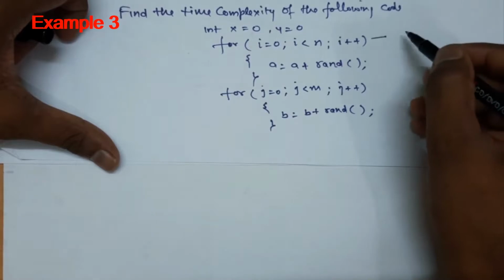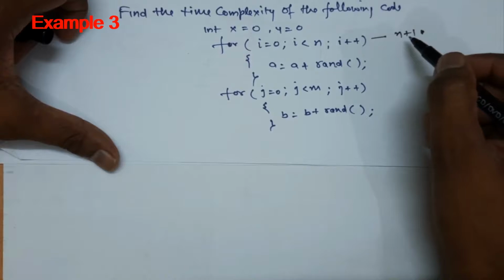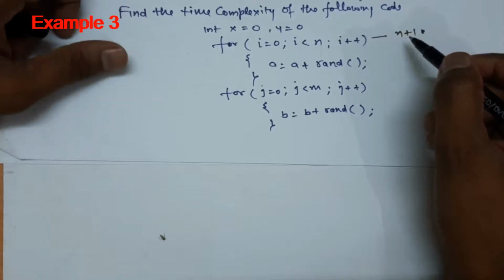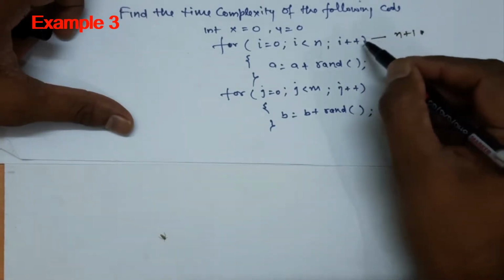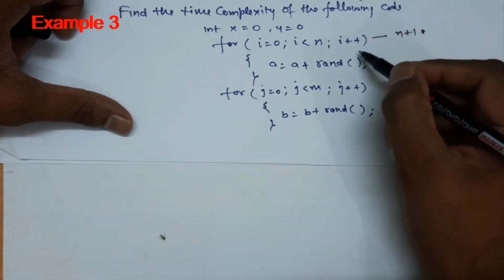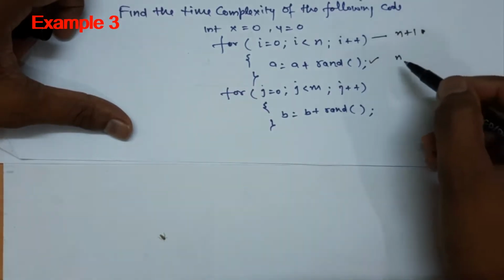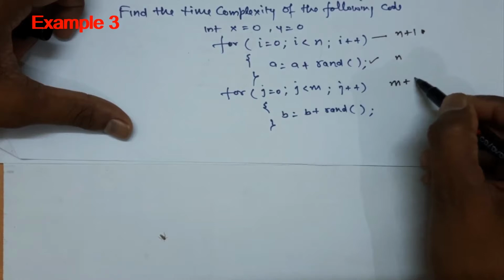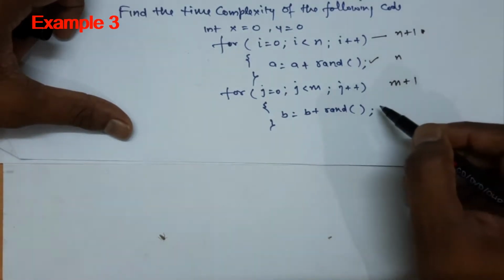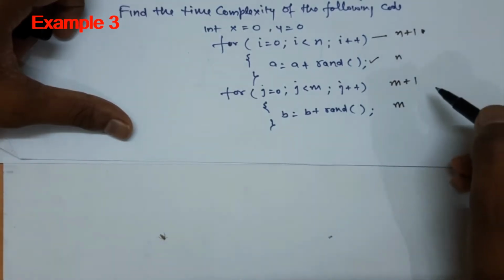This for loop will take n plus 1 unit of time. If you could not understand how this n plus 1 came, you can click on the I button and go to my previous video. You can check how this n plus 1 is calculated. Since this loop takes n plus 1 and this statement will be executed for n times, so this will take n unit of time. Similarly, the second for loop will take m plus 1 unit of time, and this statement would also be executed for m times.